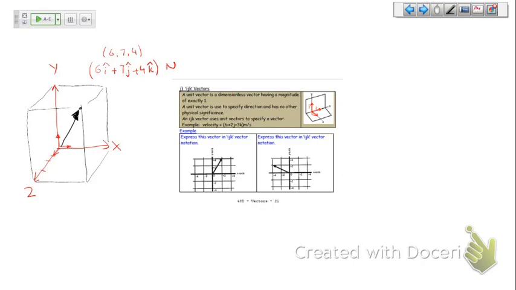Question or comment? When you say x, y, z, what do you mean? Because I think the reason for that, to be honest, is they could have done x with a hat on top, y with a hat on top, z with a hat on top.